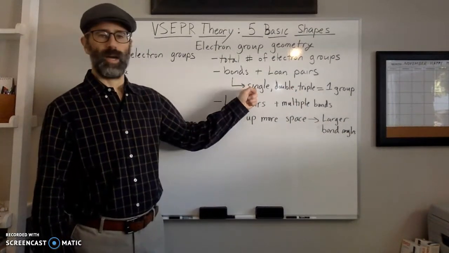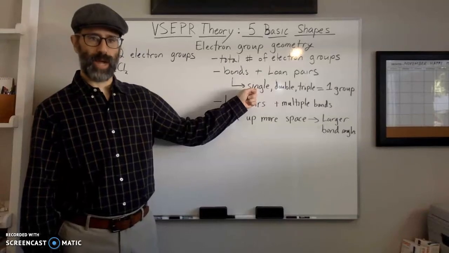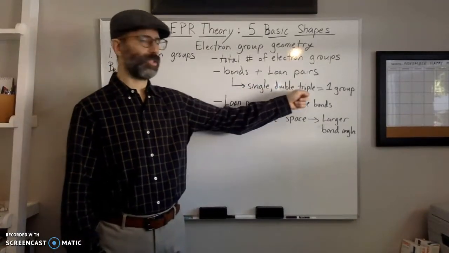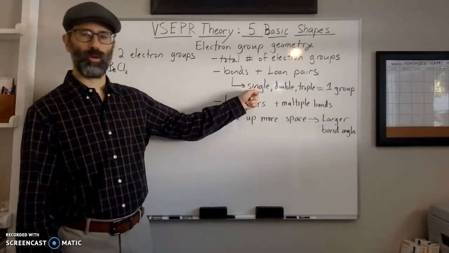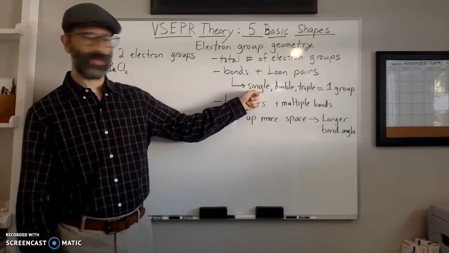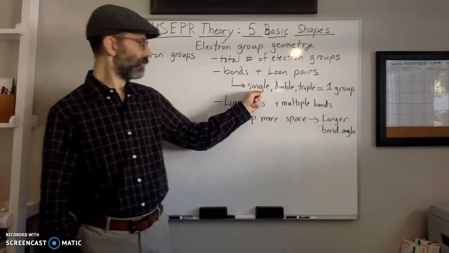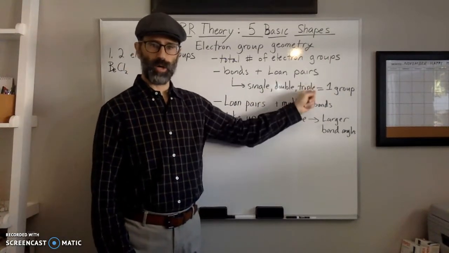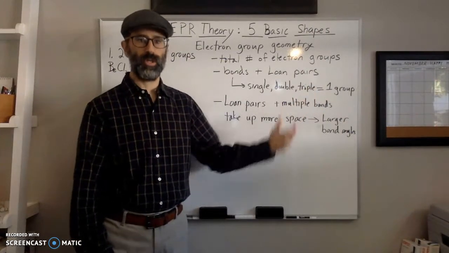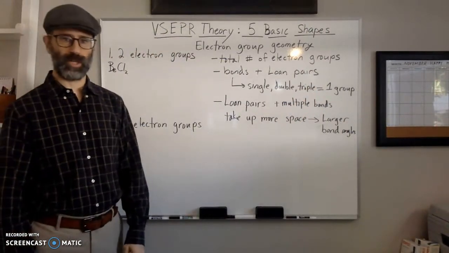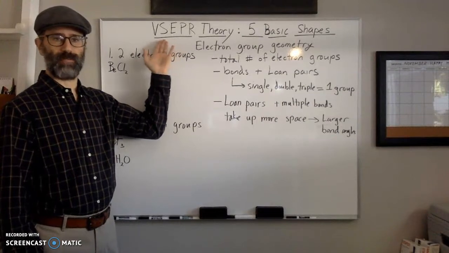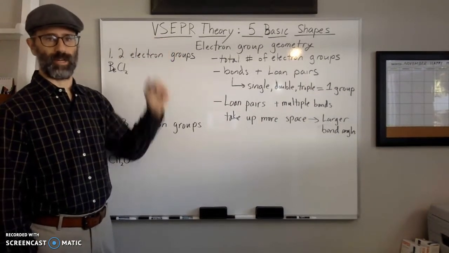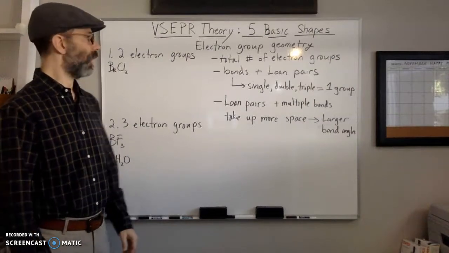When we look at our central atom and the bonds around it, we treat double and triple bonds the same as single bonds, as one complete group. So a single bond is one group, a double bond is one group, not two groups, and a triple bond is one group, not three groups, even though there are multiple pairs of electrons. This is why VSEPR theory, valence shell electron pair repulsion, can be kind of misleading.